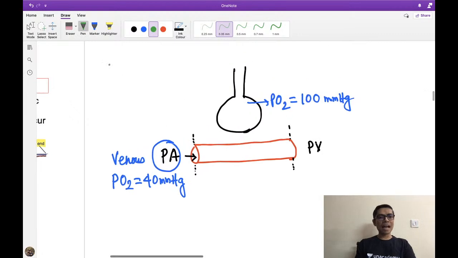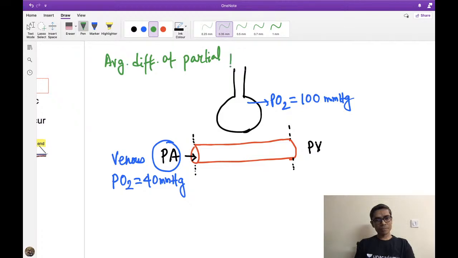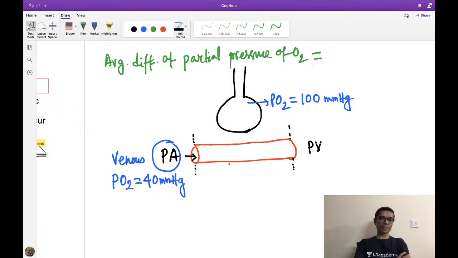What is the average difference of partial pressure of oxygen between this alveoli and capillary? Tell me. I want to listen. The answer is not here. Yes, I know you will give the answer 60. Okay, everybody, is there anything else you want to answer, or is this the same type of answer?